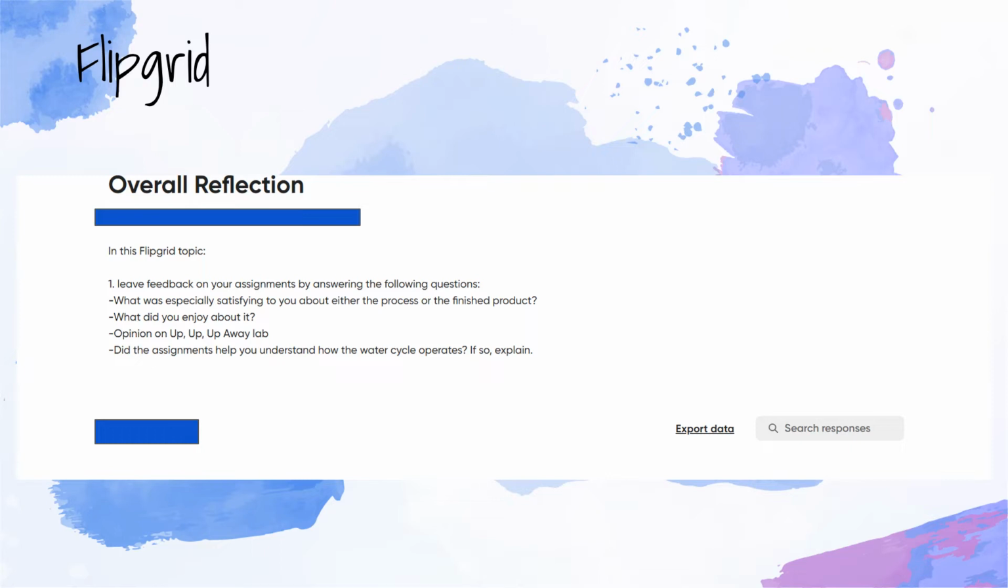In the Flipgrid, I had the students talk about how they felt about the assignments. Were they satisfying to them? How did they feel about them? Did they enjoy them? What was their opinion on their lab that they got to do? They got to plan and carry out the complete investigation totally on their own. It was really hard to be hands-off. And then truly, did the assignments really help them understand how the water cycle operates? And I wanted them to explain that.